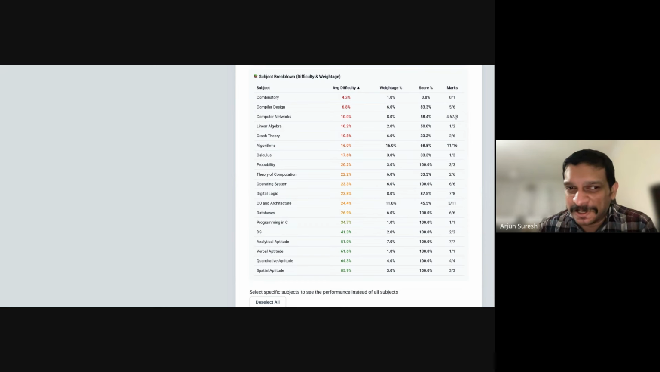Even graph theory, you can see it's total 6 marks, but the average mark is only 10.8 percentage. Even algorithms, almost always the most asked subject, the average is 16 percentage. These are the subjects which make the toppers. Only if you focus on the difficult subjects, difficult compared to the others, will you become the topper.